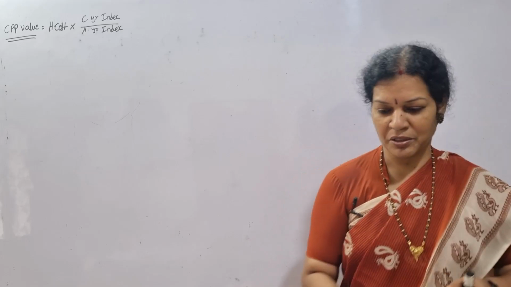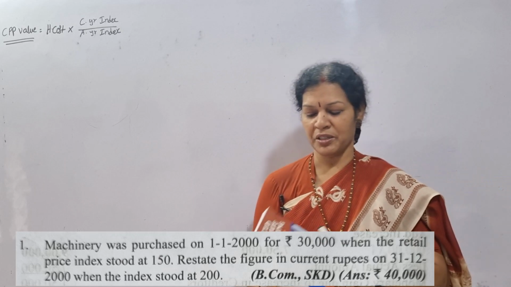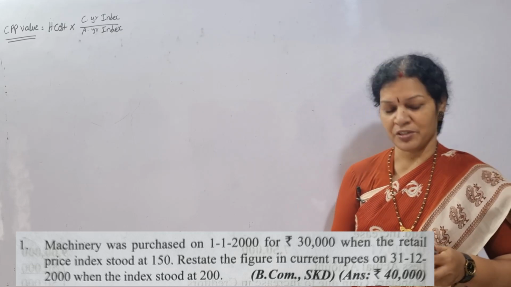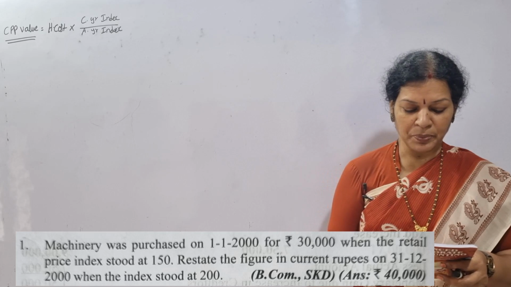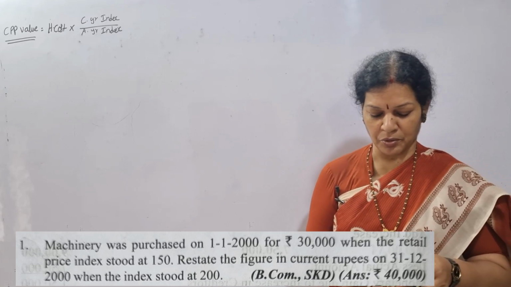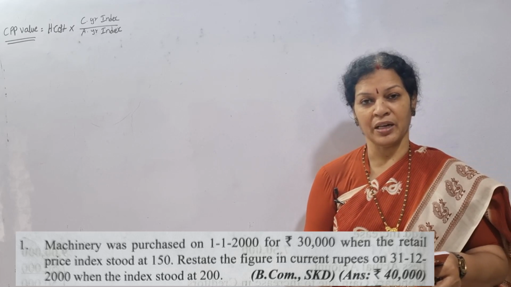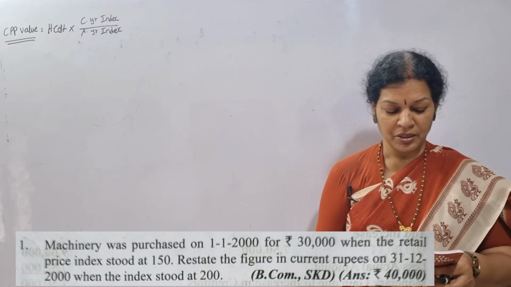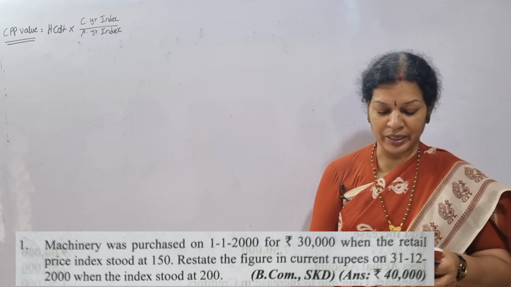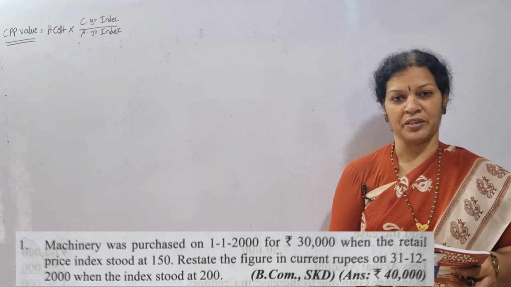Now the first problem is given on the desktop. You can note it down or write it down. I have taken this from Pankaj Publication, RP Trivedi. First problem, let me read first. Machinery was purchased on 1/1/2000 for 30,000 rupees, which means the historical cost is 30,000, when the retail price index stood at 150. At the acquisition time, the index number is 150. Restate the figure in current rupees on 31st December 2000 when the index stood at 200.